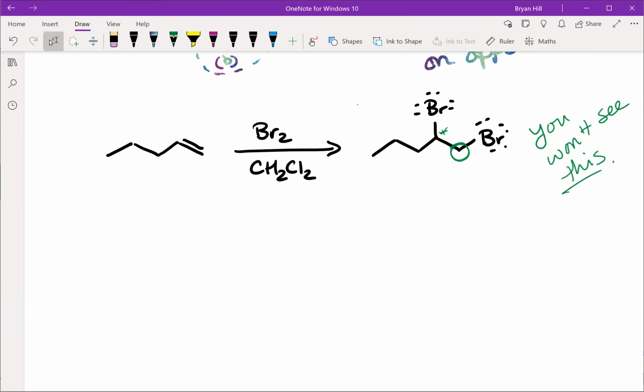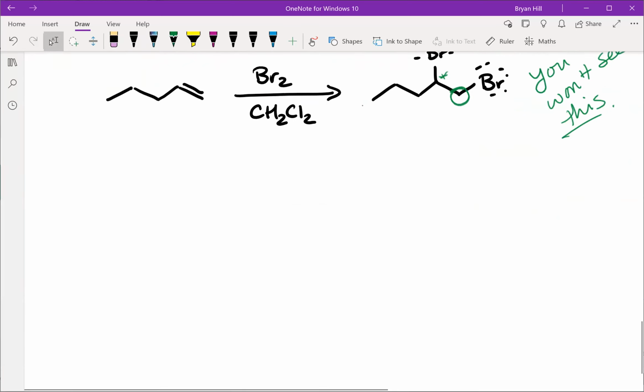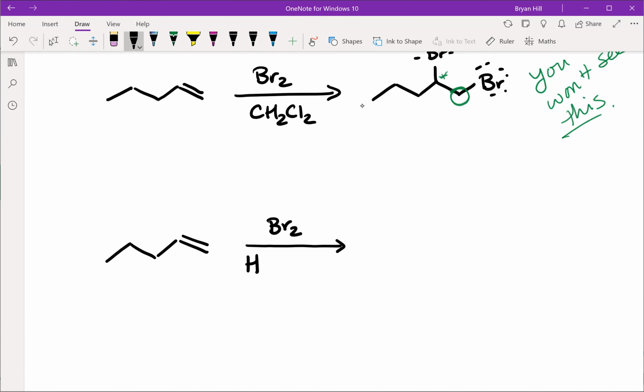Because the next thing we're gonna do is change the same reaction and put some water in it. Okay, so interesting. Let's just use the previous example, because there's two things to sort out here. We're gonna do Br2, and we are gonna have some water.